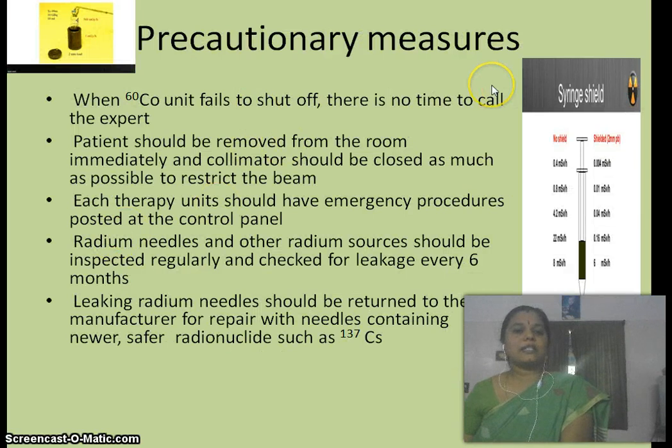And what precautionary measures should be taken to avoid this kind of radiation accident? There may not be any time to call an expert during an accident, so the technician should always be careful and precautionary to avoid such accidents. Patients should be removed from the room immediately, and the collimator of the radioactive source should be closed as much as possible to restrict the beam. And each therapy unit should have emergency procedures posted at the control panel.